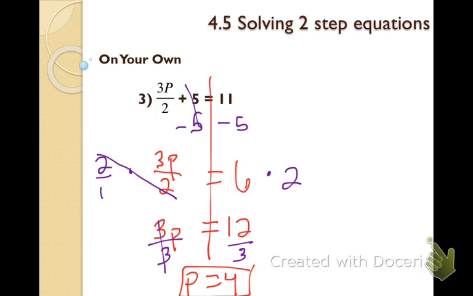Now I can just divide both sides by 3. Done. Quick check in my head. 3 times 4 is 12. 12 divided by 2 is 6. 6 plus 5 is 11. Good. I know it's right.